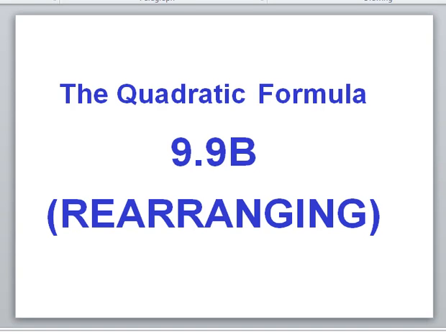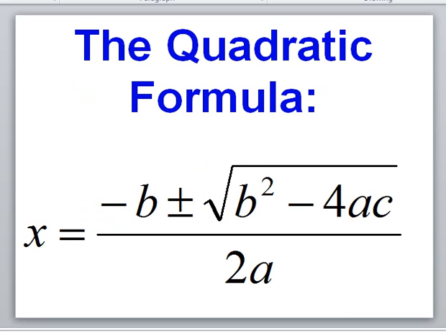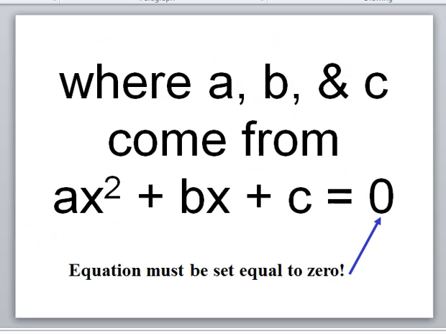Okay, today the only thing different is we're going to have to do some rearranging, and the rearranging comes from that we have to have the quadratic equation set equal to 0. So again, that quadratic formula is negative b plus or minus the square root of b squared minus 4ac, all over 2a. Well, where does the a, b, and c come from again? Remember, that's from the coefficients in front of the x squared, the x, and the constant c. Most importantly, the equation must be set equal to 0.